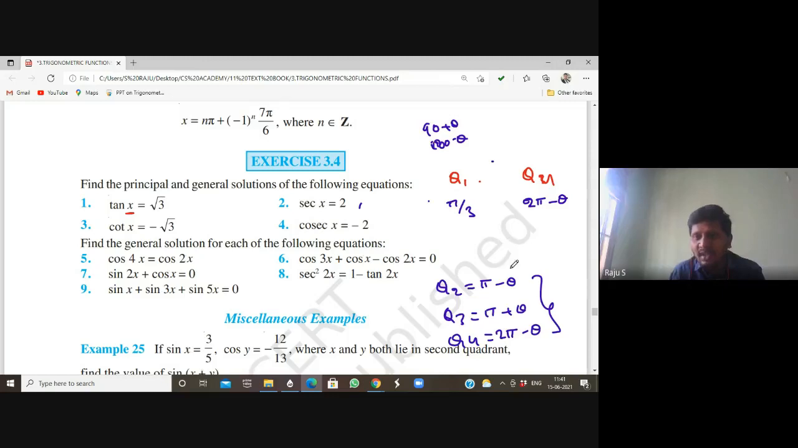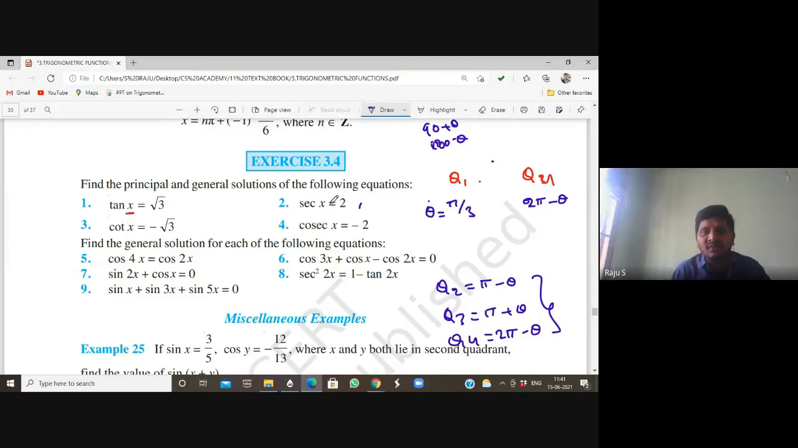Theta value, what is theta value? Theta value you will get in the first quadrant. Whatever value you get in the first quadrant, that is theta always. But if we want the value in the second quadrant, you can take pi minus theta, that's all. Third quadrant, pi plus theta. Fourth quadrant, 2 pi minus theta.